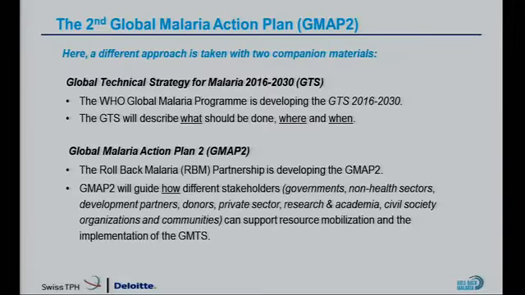The GMAP 2 will guide how different stakeholders, such as government, non-health sectors, development partners, donors, private sector, research and academia, as well as civil society, so a broad range of partners working together on malaria control, can support together resource mobilization to implement effectively the global technical strategy for malaria.